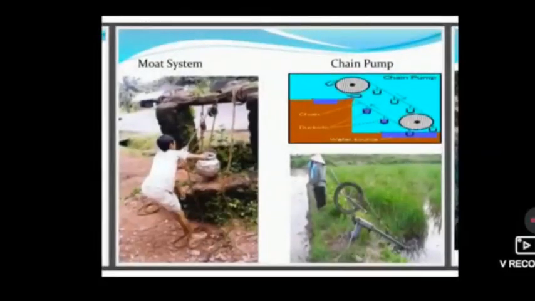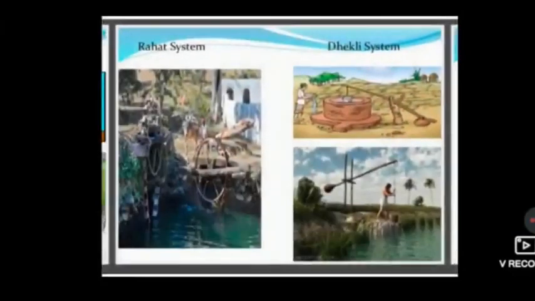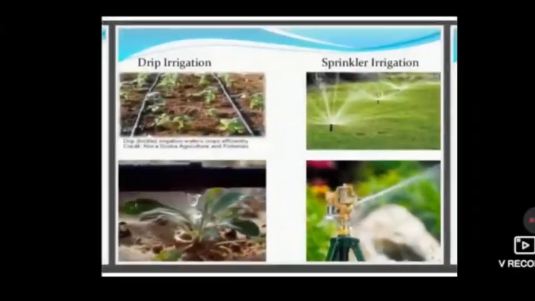This is your traditional method. First one is moth system and second one is your chain pump. Third one is your rahat system and fourth one is your dhekli system. In these systems, cattle and human labor are used. These methods are cheaper. These are your traditional and modern methods. The first one is your drip irrigation and the second one is your sprinkler irrigation.